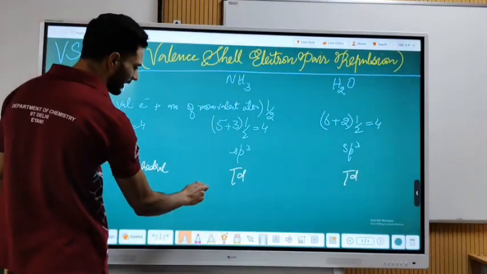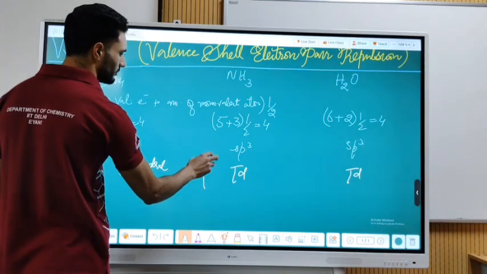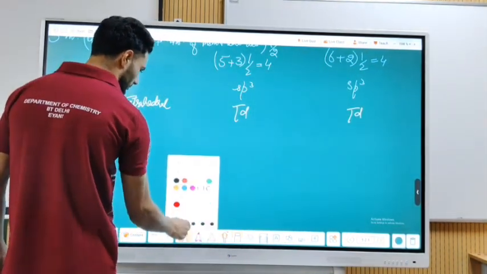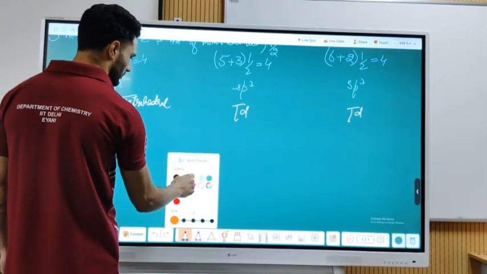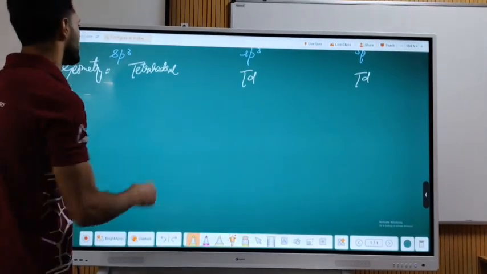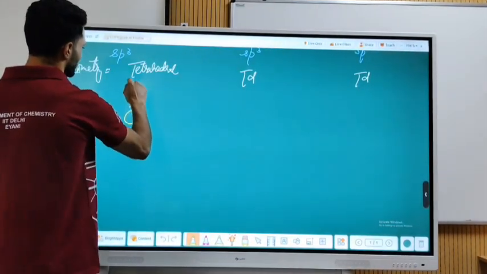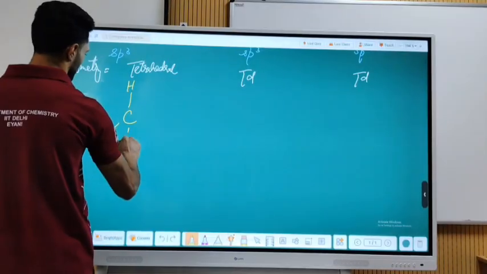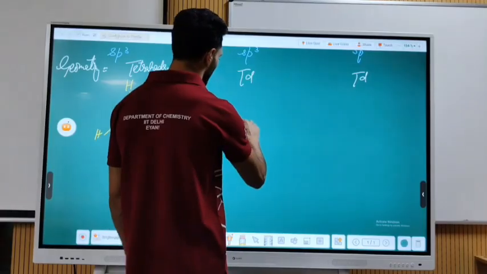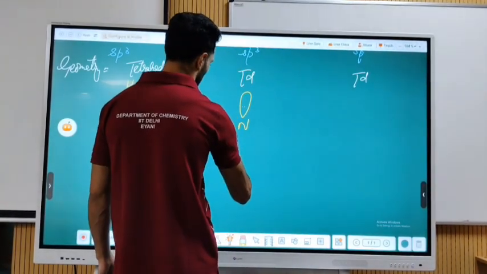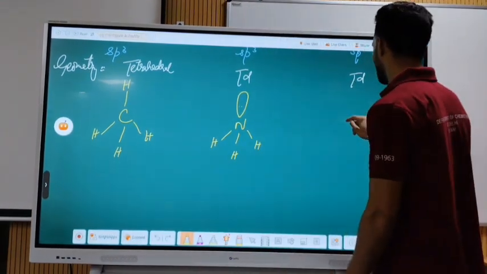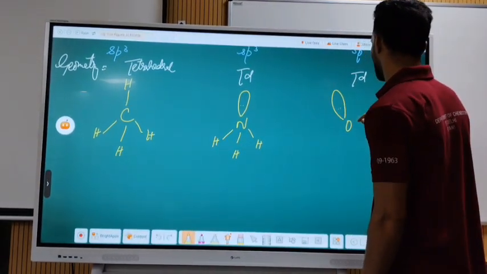Now, if you look at their shape, considering this hybridization, let's look at their geometry. So the geometry of methane molecule will be tetrahedral. Similarly, in case of ammonia, it will also be tetrahedral, and in case of water, it will also be tetrahedral like this.